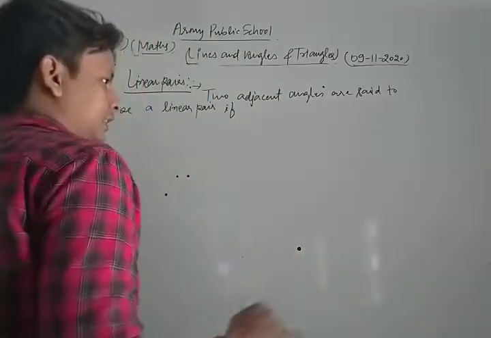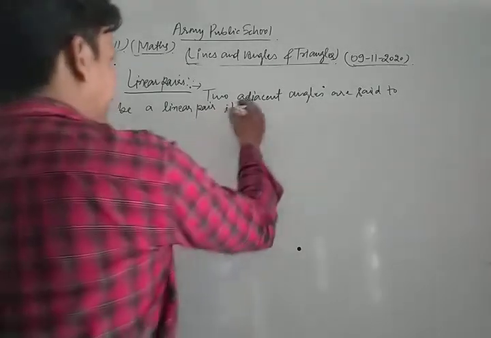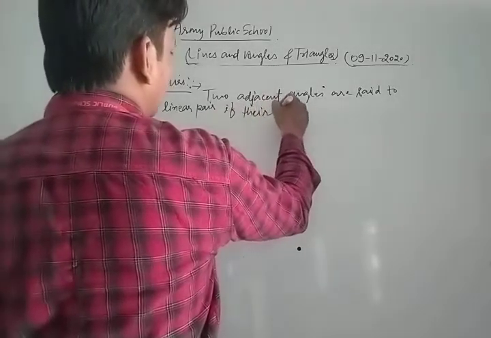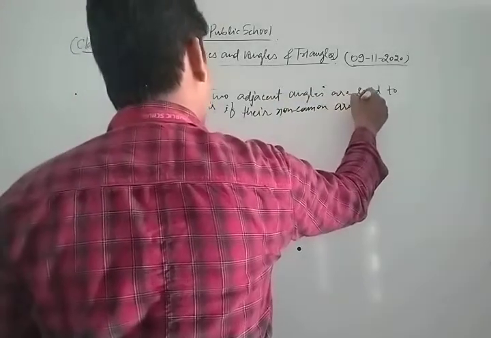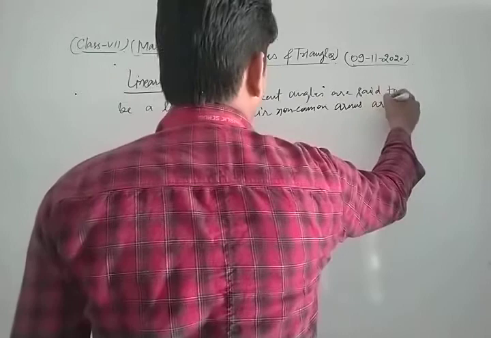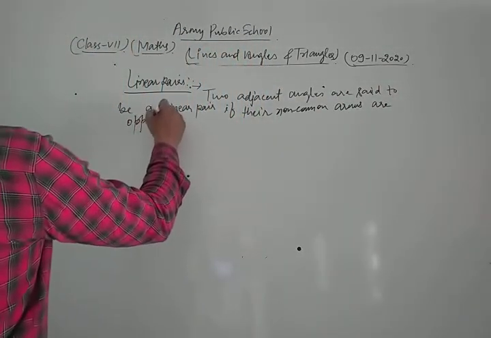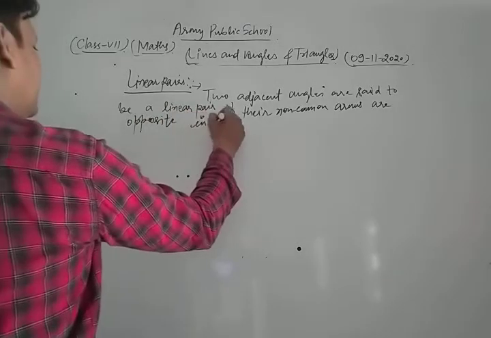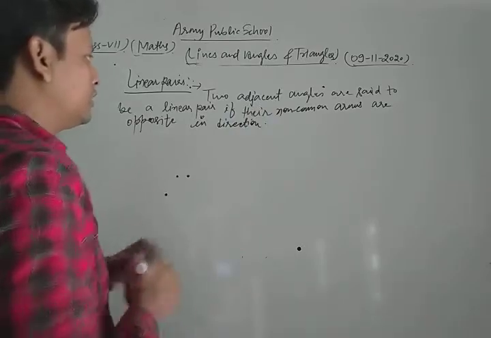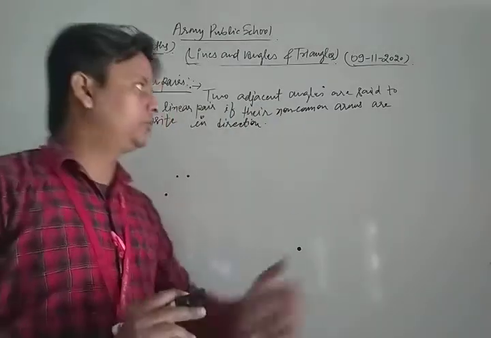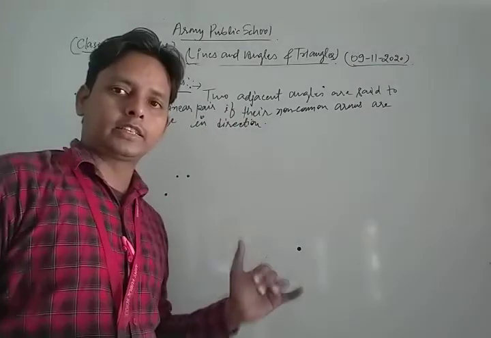their non-common arms are opposite rays. Okay, if their non-common arms are opposite in direction. Okay, students, two adjacent angles are said to be a linear pair if their non-common arms are opposite in direction, like in that way.